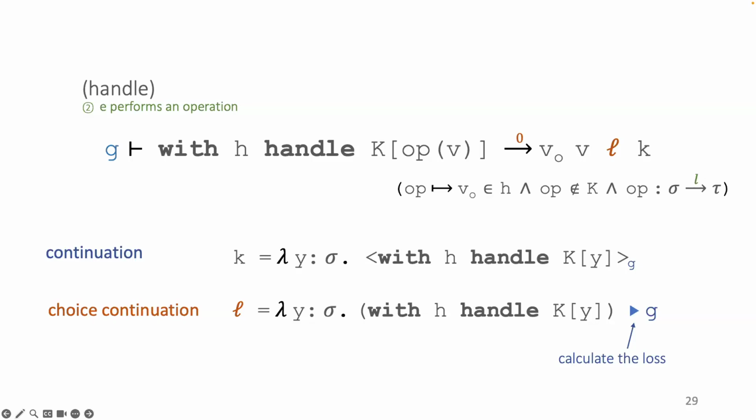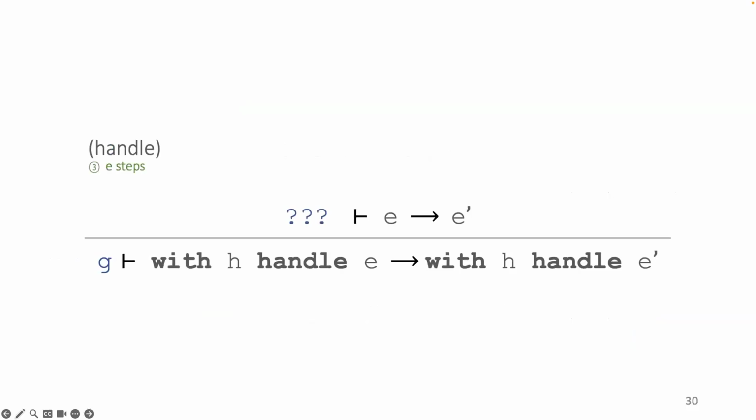So if you give me a loss, give me operation result Y, then I will use this Y to calculate what losses will occur in the rest of the program. And of course, I need to do a little bit more because this program is evaluated under the current loss continuation G. So I also need to pass the result to the loss continuation G, actually calculate the loss. So intuitively speaking, this is how we calculate the loss associated with each operation result.